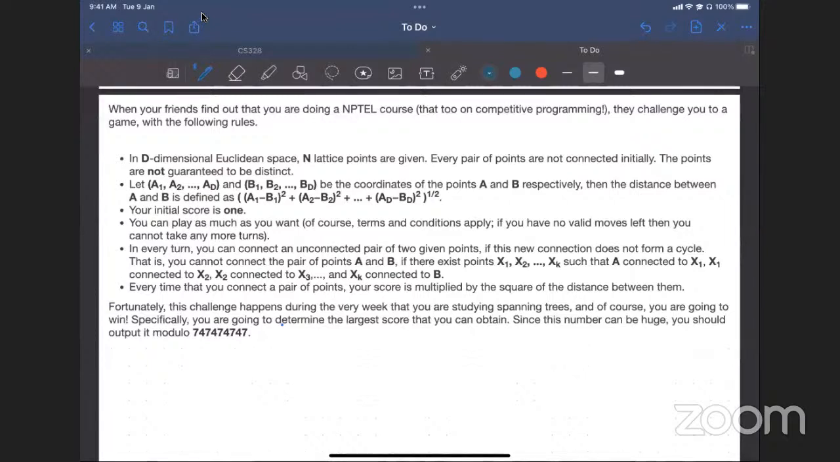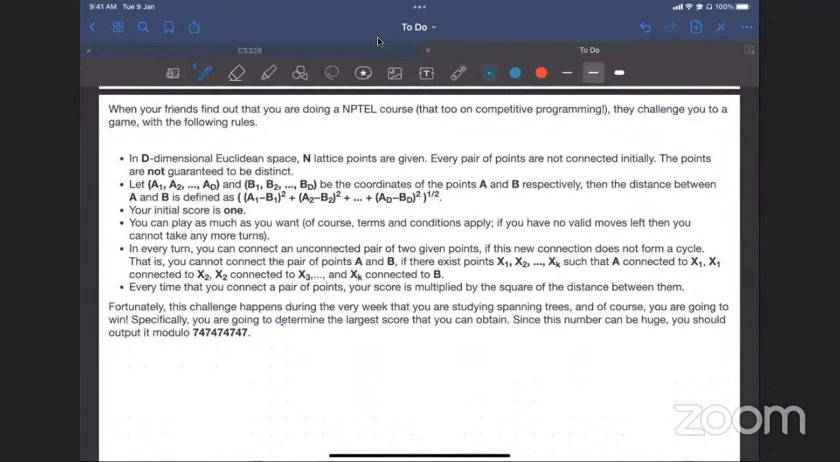Hopefully my screen is visible. Can someone please confirm if my screen is visible? Okay, perfect. Thanks.